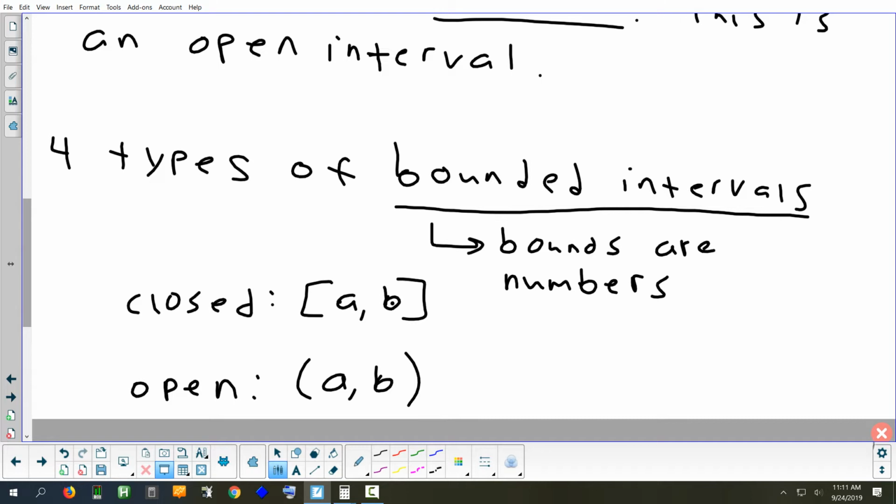Okay. So that's an example of a bounded interval. That's what we call open. It's an open, bounded interval. The endpoints are definite. They are numbers. But you don't include the numbers in your answer.